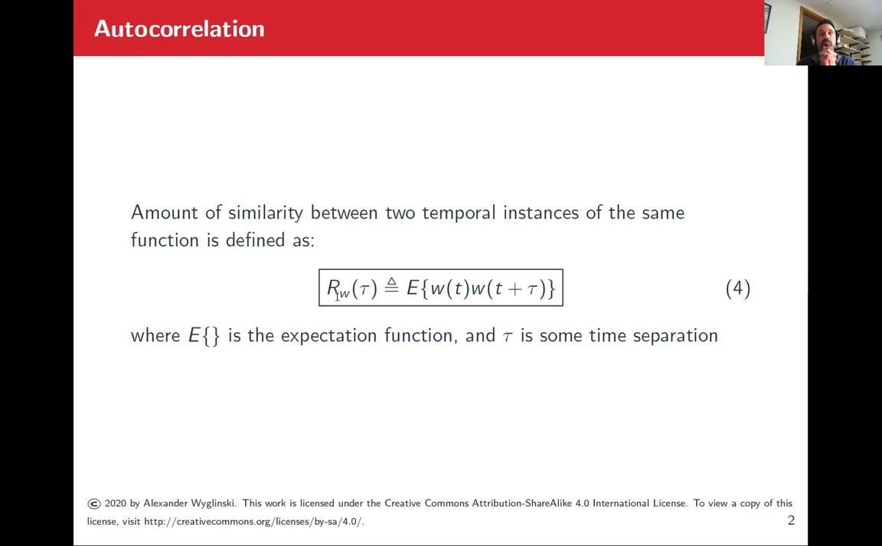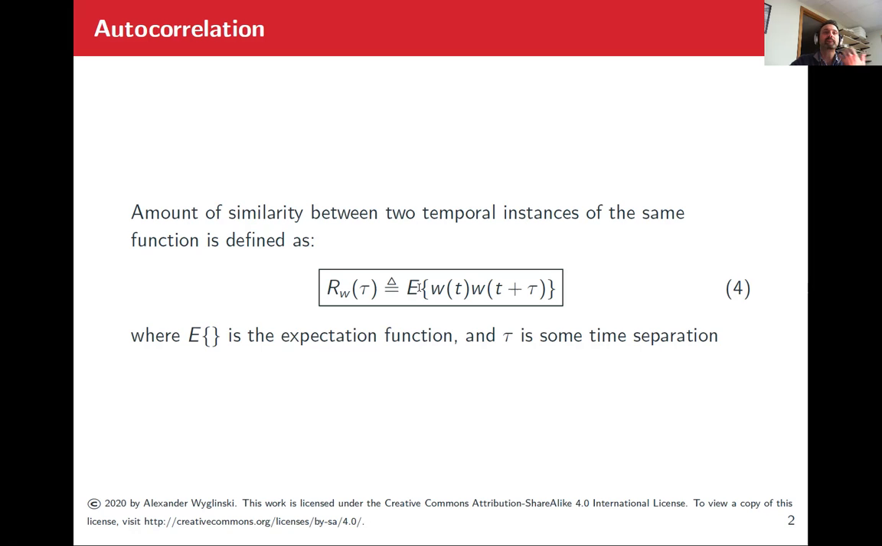Tau equals zero. The function with itself with no time shift should produce the maximum autocorrelation because it should be 100% identical to itself, right? And so that's what equation four represents.